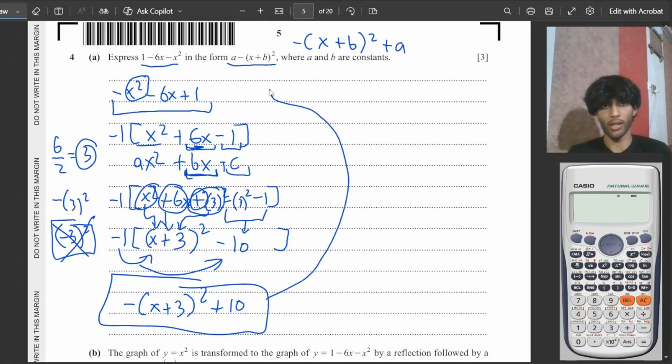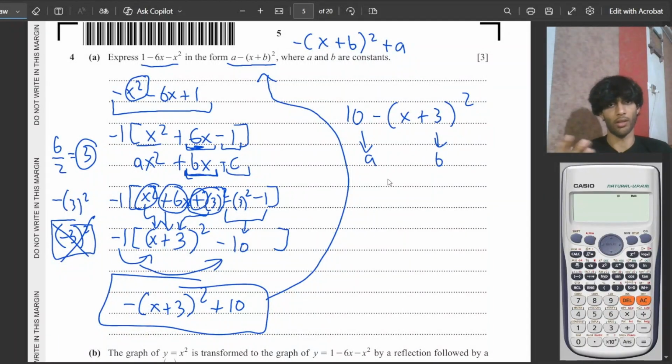If you want it to look like that, you can basically write it as 10 minus (x + 3)². And a is going to be 10, and 3 is going to be b. And there you have it.